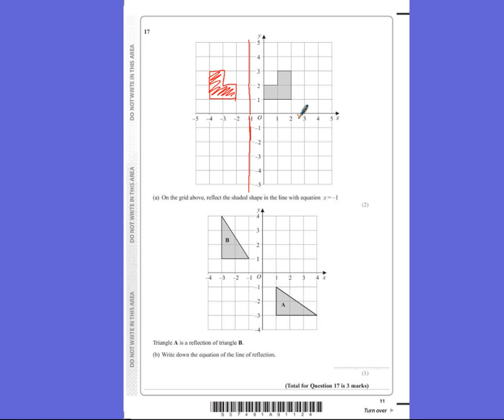It says triangle A is a reflection of triangle B. Write down the equation of the line of reflection. Well, we can see here that this is a diagonal mirror line, straight through the origin. So the equation of that line is y equals x. The reason why it's y equals x is because it goes through where the y coordinate and the x coordinate are the same. So 1, 1, 2, 2, 3, 3, 4, 4. So the y coordinate is the same as the x coordinate, y equals x.